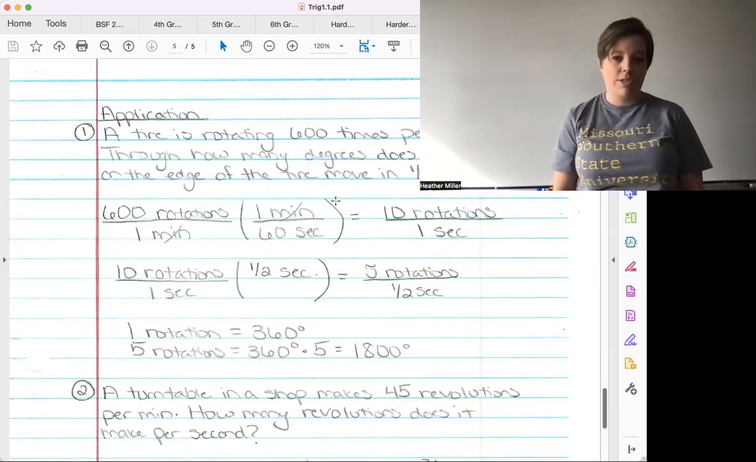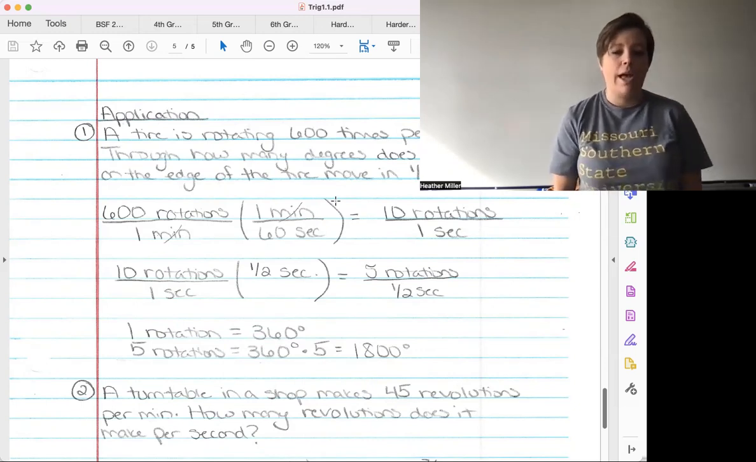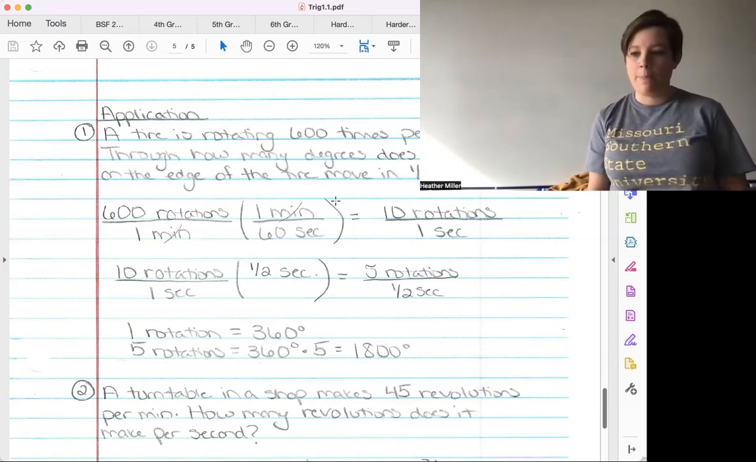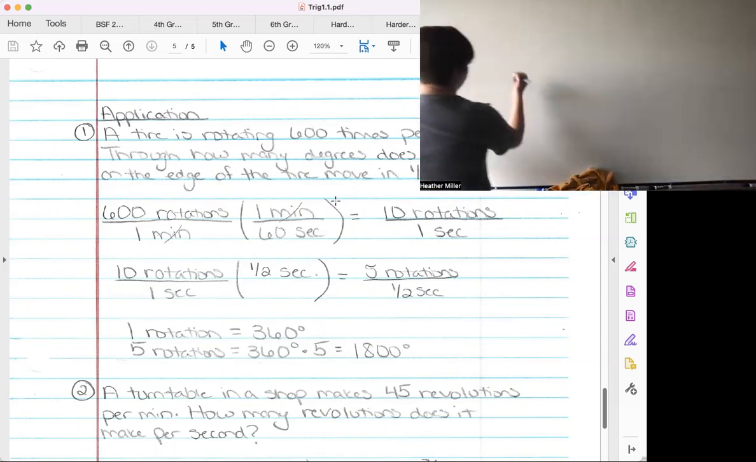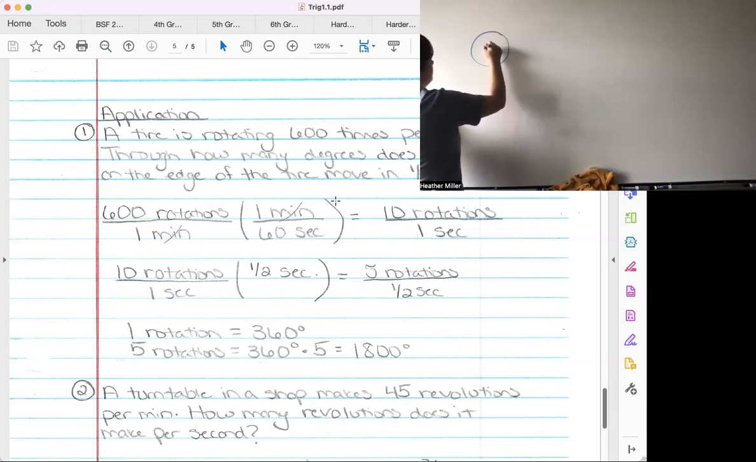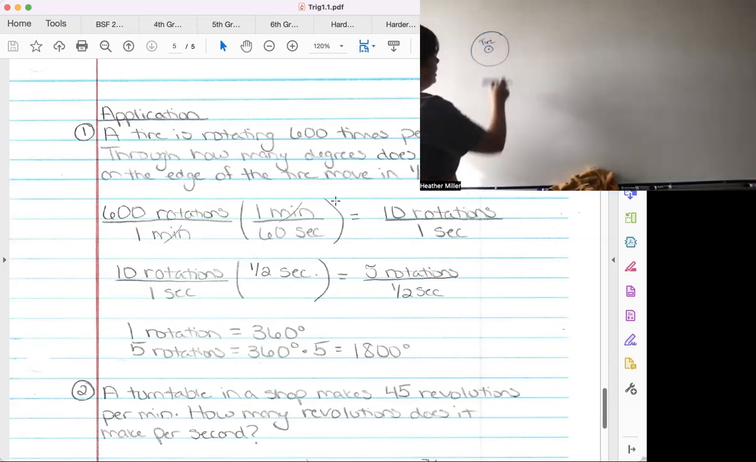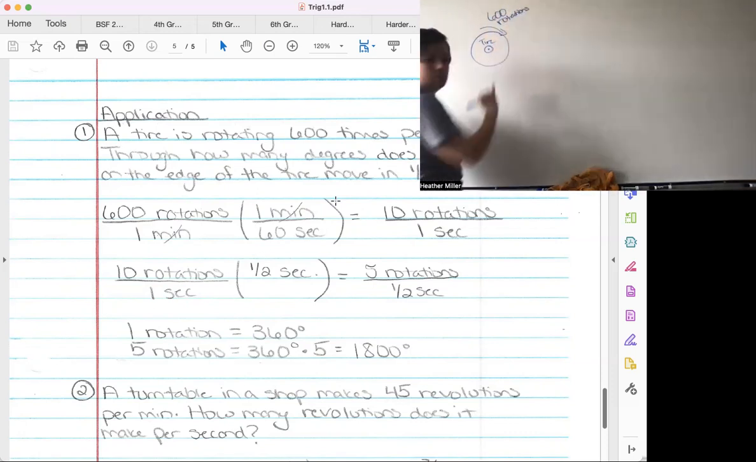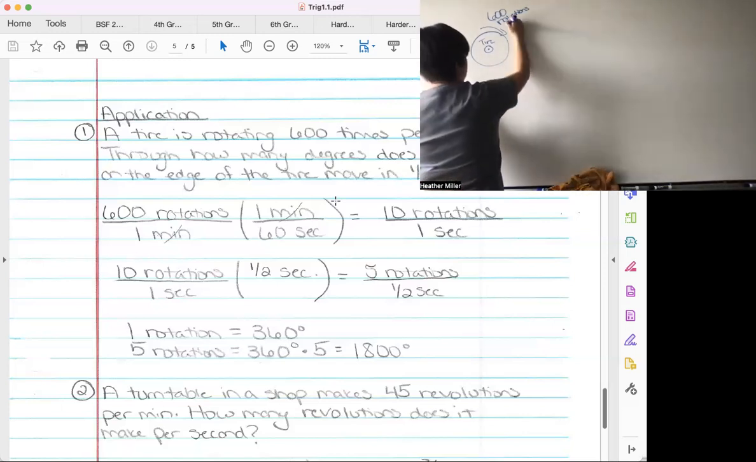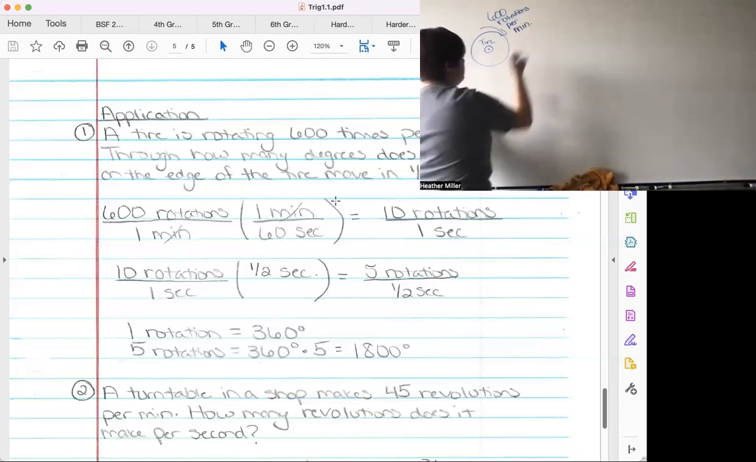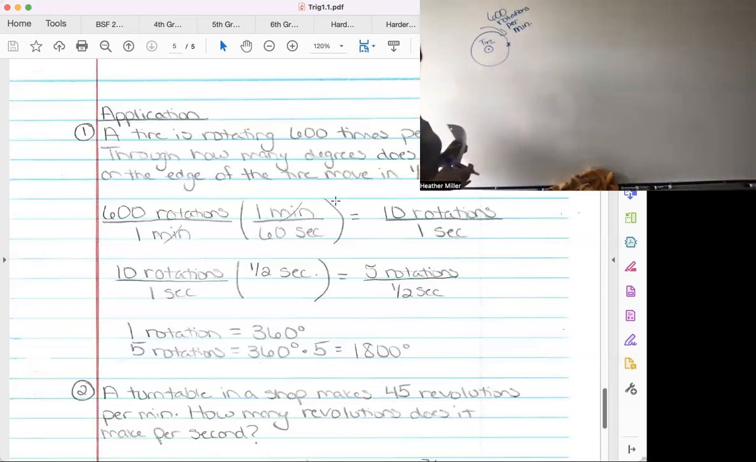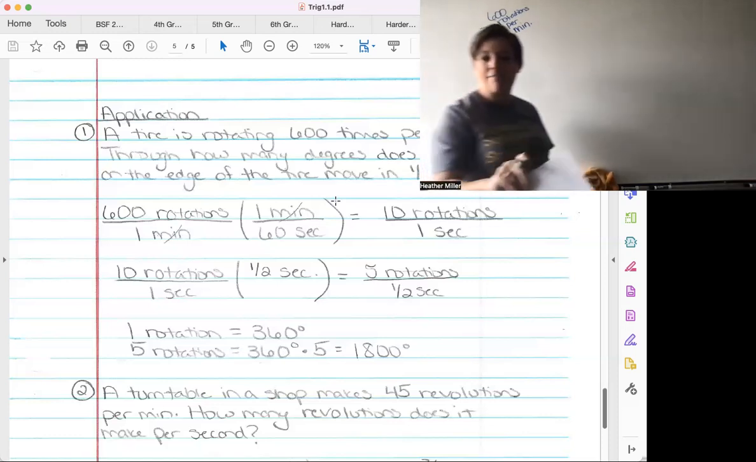It says a tire is rotating 600 times per minute. Through how many degrees does a point on the edge of a tire move in half of a second? Okay, so we're thinking about a tire. Here's our tire. The tire is a circle, basically, and it's rotating really fast. It's going 600 rotations per minute. And there's one little spot right here on the edge of the tire, and we want to know how far that little spot is traveling in half a second.